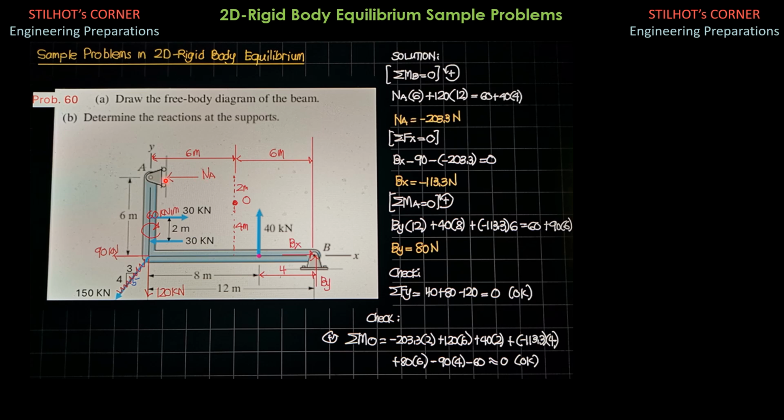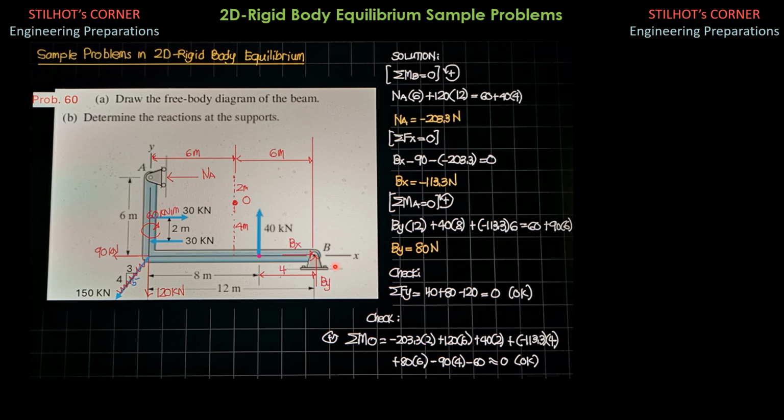It is indicated here that NA is leftward, so that means it is rightward because it is negative. So that is still considered correct. No need to correct this direction because it will just ruin the figure and free body diagram and it will be confusing. So that's it.